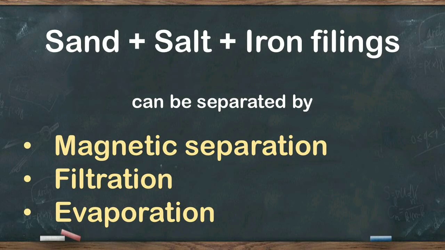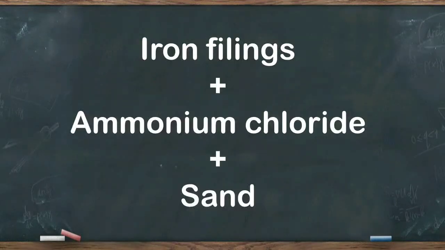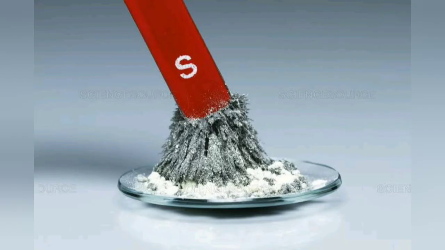Now, consider the separation of a mixture of iron filings, ammonium chloride and sand. As we know that iron is attracted by a magnet, so iron filings can be removed by magnetic separation. After removing iron filings, we are left with ammonium chloride and sand in the mixture.